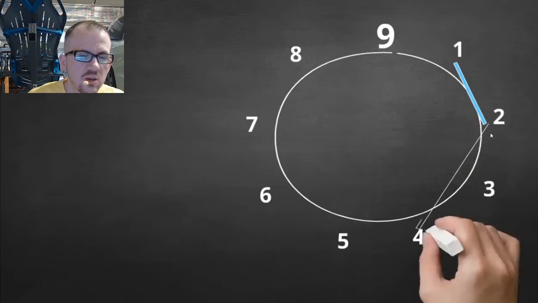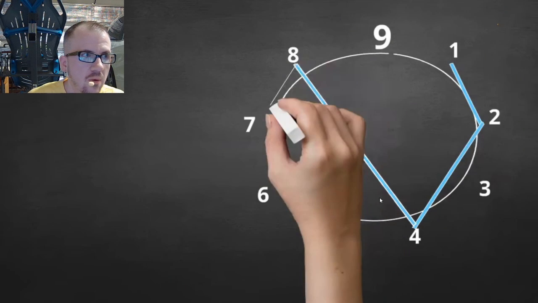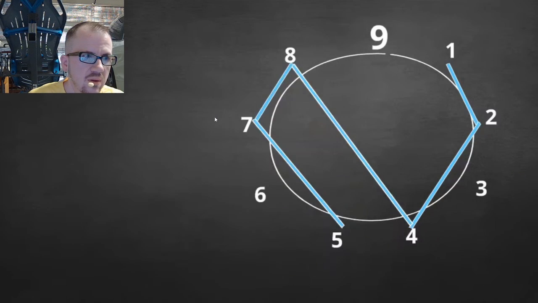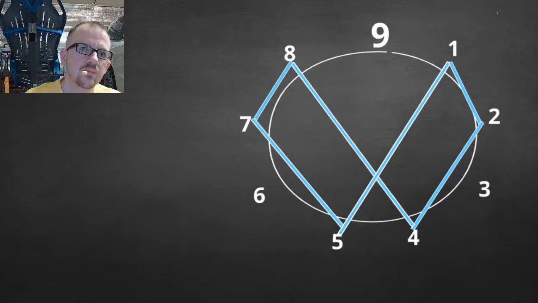1 to 2, 2 to 4, 4 to 8, 8 to 7, 7 to 5, 5 to 1. All right. This is a very powerful symbol. Tesla talked about it being an energy symbol. So it never stops. 1, 2, 4, 8, 7, 5, 1. It is a pattern that is going to repeat forever by itself.